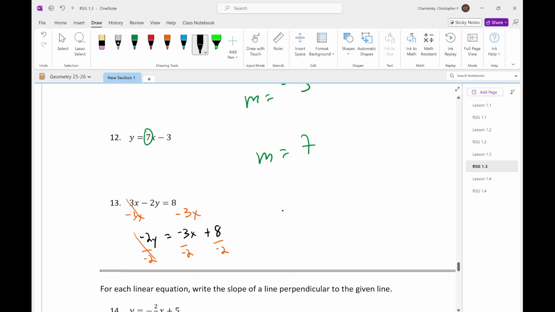So my equation becomes y equals, negative and negative cancel each other out. So we have positive 3/2 x, and then this will be -4. But I'm only interested really in the slope here. So that's the slope. So slope of a parallel line would also be 3/2.